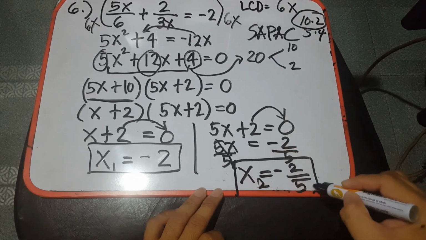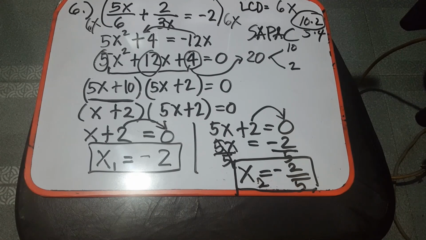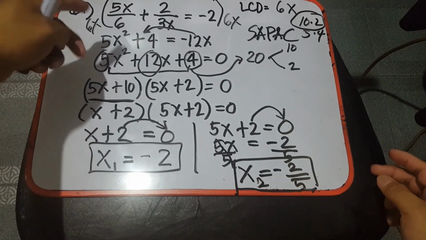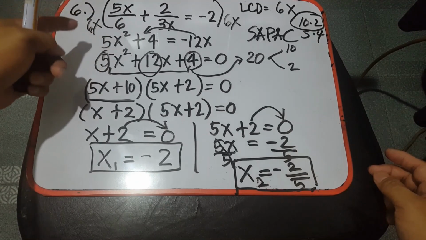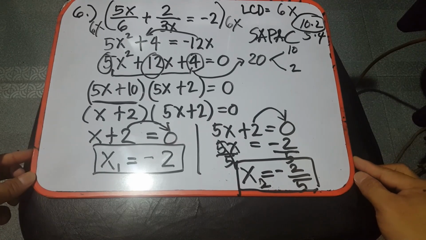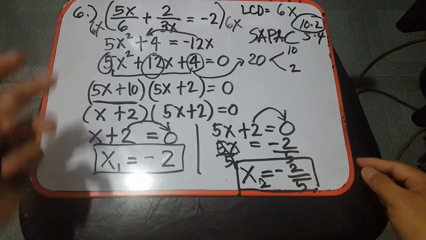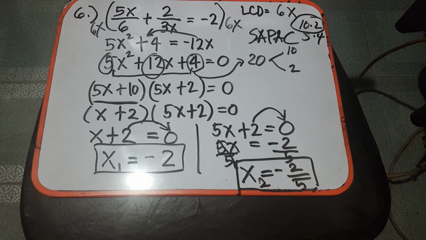So therefore, if you are going to answer this equation, which at first we cannot say is quadratic, but if we make use of a mathematical concept, we'll make it quadratic. And the solutions are negative 2 and negative 2 over 5.